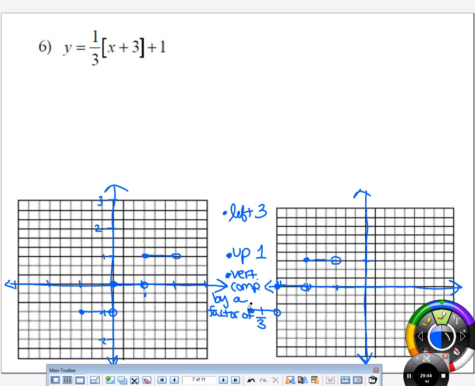All right, so are we okay with moving everything to the left 3? All right, so next transformation, we're going to move everything up 1. So I'm going to go ahead and cut and paste like I did last time so we can see both graphs on my screen. You guys have them right in front of you. So go ahead and move everything up 1 on your graph.